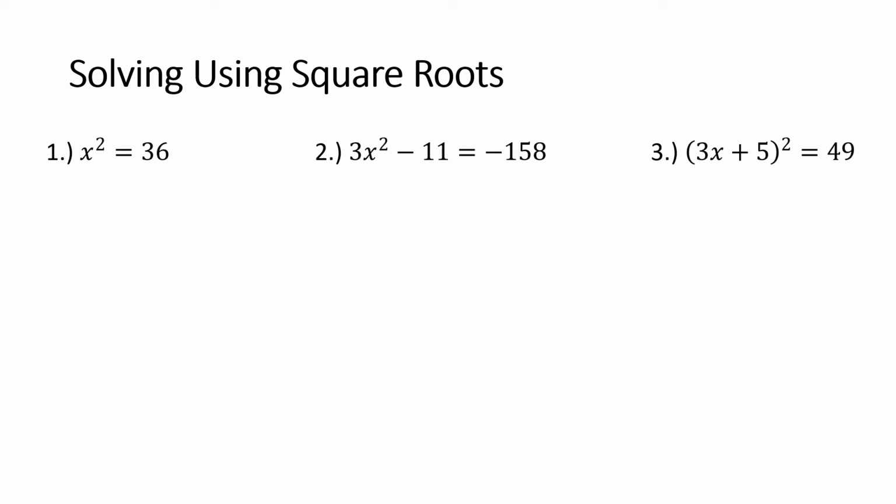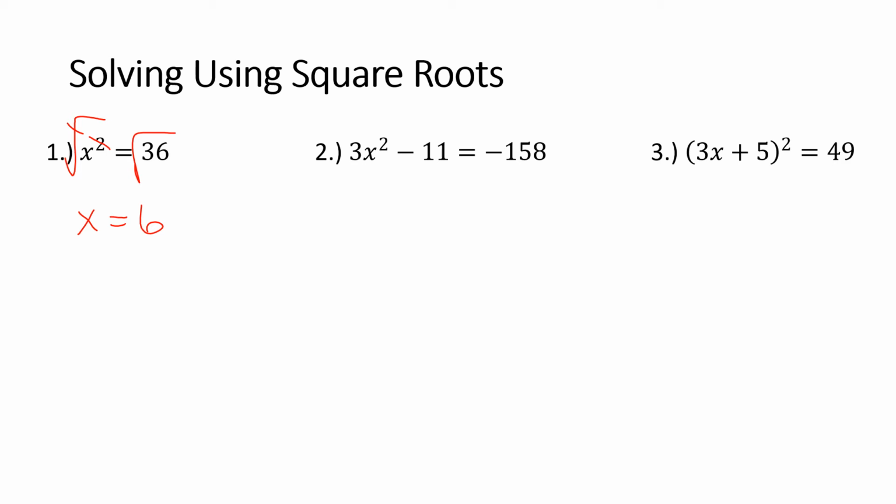On number 1, we have x squared equals 6. And right off the bat, most students will tell me, okay, well, you have x squared. If you want to get x by itself, all you need to do is take the square root of both sides. That's exactly right. If you take the square root of a square, it'll cancel out, and that leaves you with x equals the square root of 6.